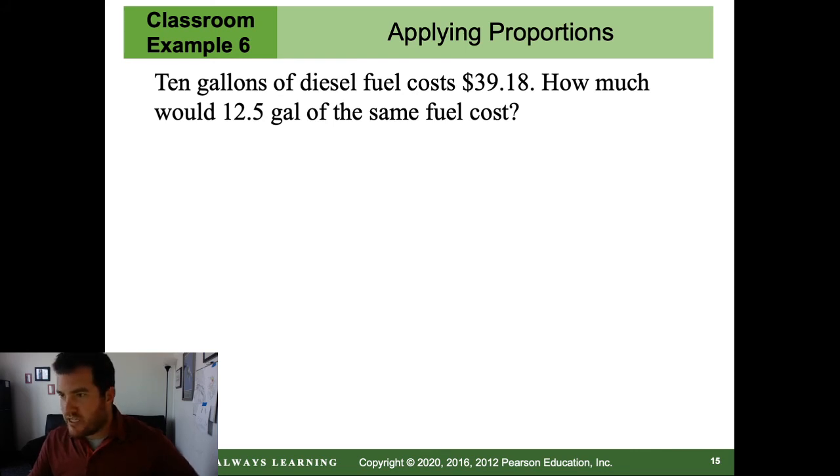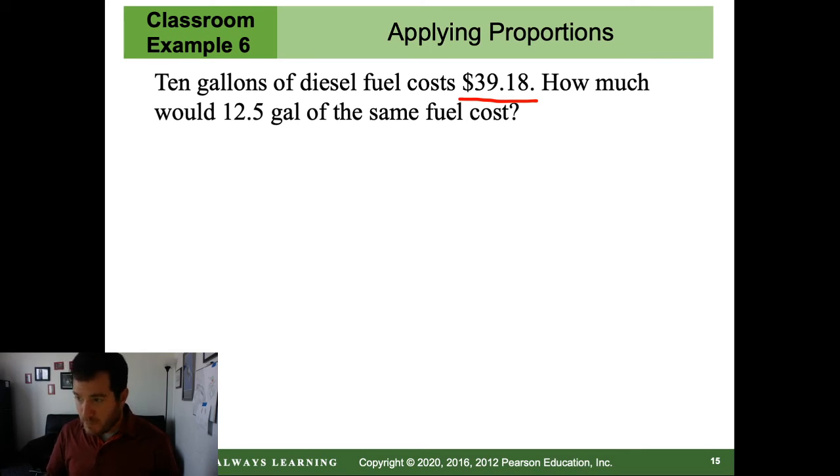I need to change this to teacher. Sorry, 10 gallons of diesel fuel costs that much money. How much would 12.5 gallons of the same fuel cost? Okay, so this is taking us back way to the first thing we did today. So this is how much 10 gallons is, but I want to figure out how much 1 gallon is. Or actually, let's use a proportion.